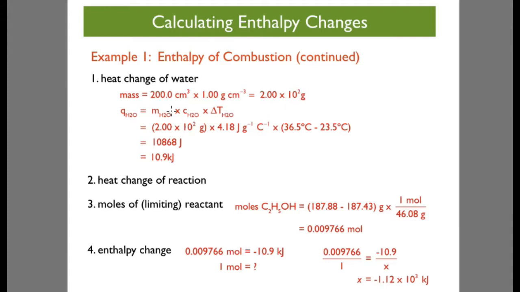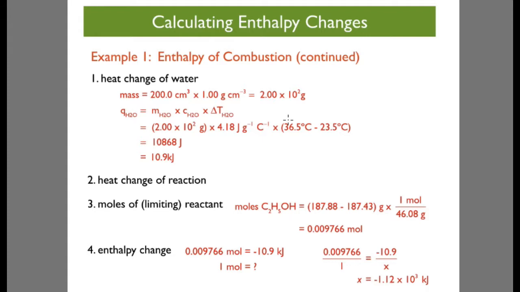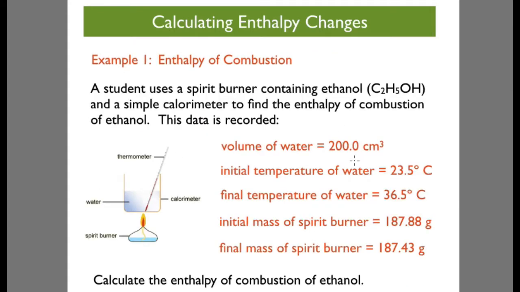We'll stick that in, we've got the mass of 2 times 10 to the 2. We know the specific heat capacity is 4.18, and we know the temperature change because it gives us over here, 36.5 minus 23.5, and you can do the math and you get the heat change of the water. Now do notice that you're not putting in the mass change of this spirit here. We're calculating the heat change of the surroundings.